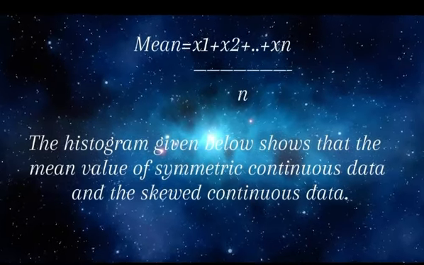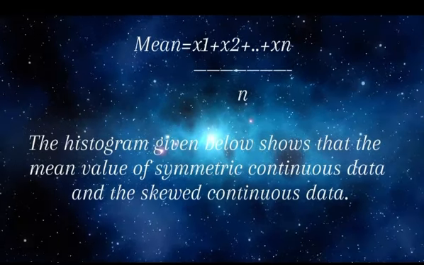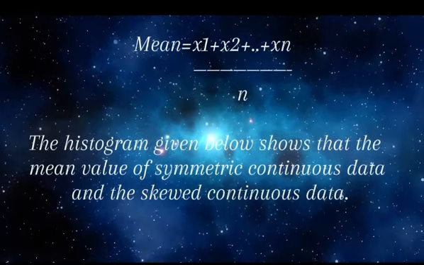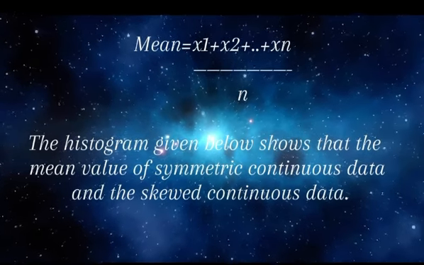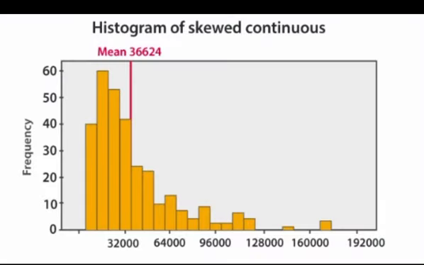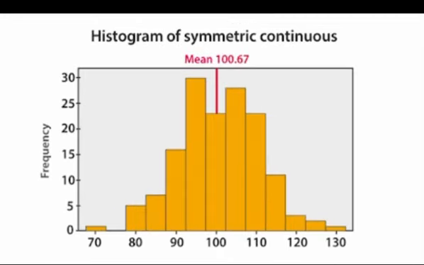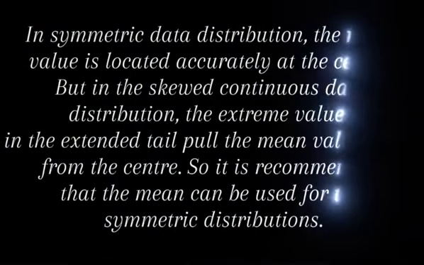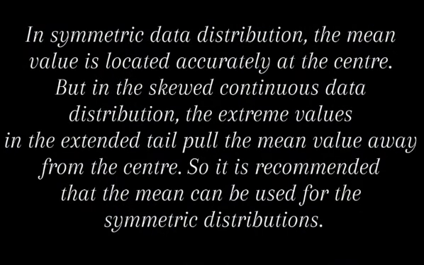So the histogram given below shows the mean value of the continuous data and the skewed continuous data. Here's the histogram of skewed continuous, and this is the histogram of symmetric continuous. In symmetric data distribution, the mean value is located accurately in the center, but in the skewed continuous data distribution, the extreme values pull the mean value away from the center. So it is recommended that the mean be used for symmetric distributions.